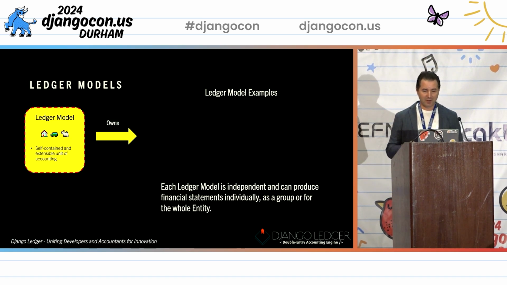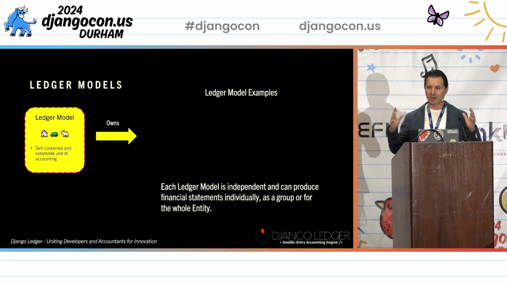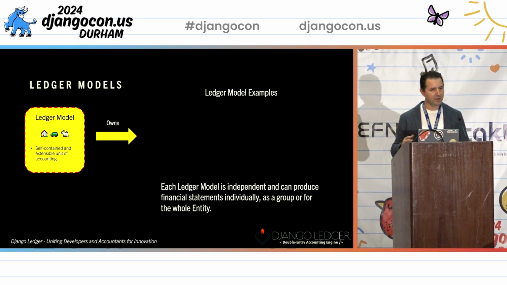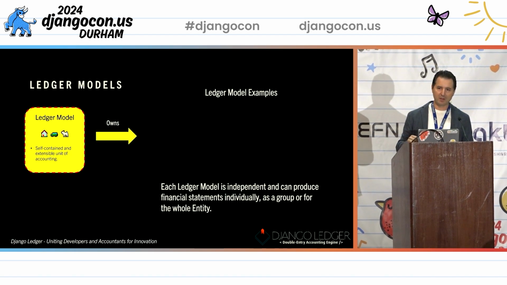So let's talk a little bit about ledger models, okay? Like I said, the ledger model is how we implement object-oriented programming in the context of Django Ledger. So a ledger model, again, could be anything your heart desires. If you're dealing with a real estate management company, it could be each one of the properties that they own. If you're dealing with a rental car service, it could be the car. Or if you're dealing with a farmer, it could be the tractor, it could be the field, it could be anything that relates to that particular business.